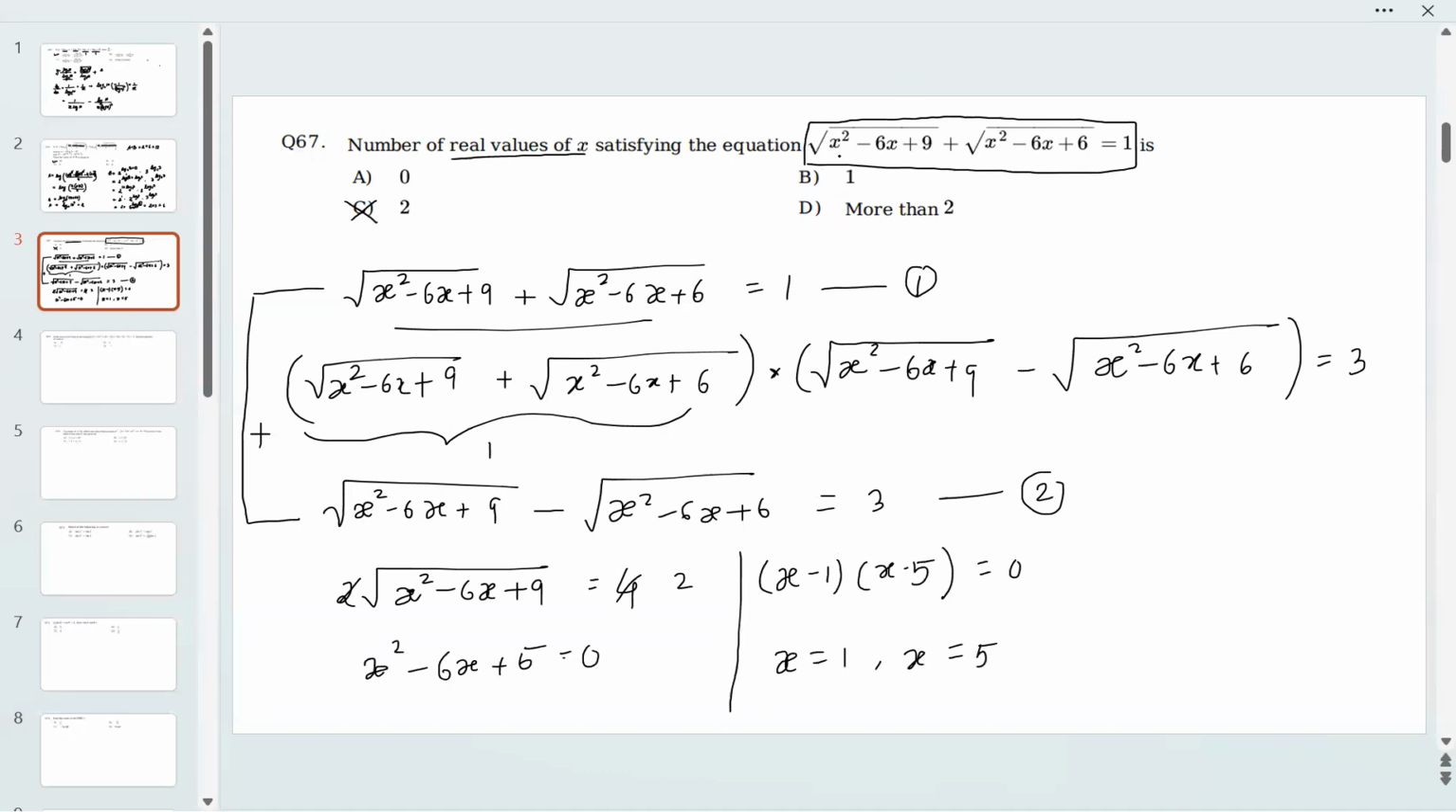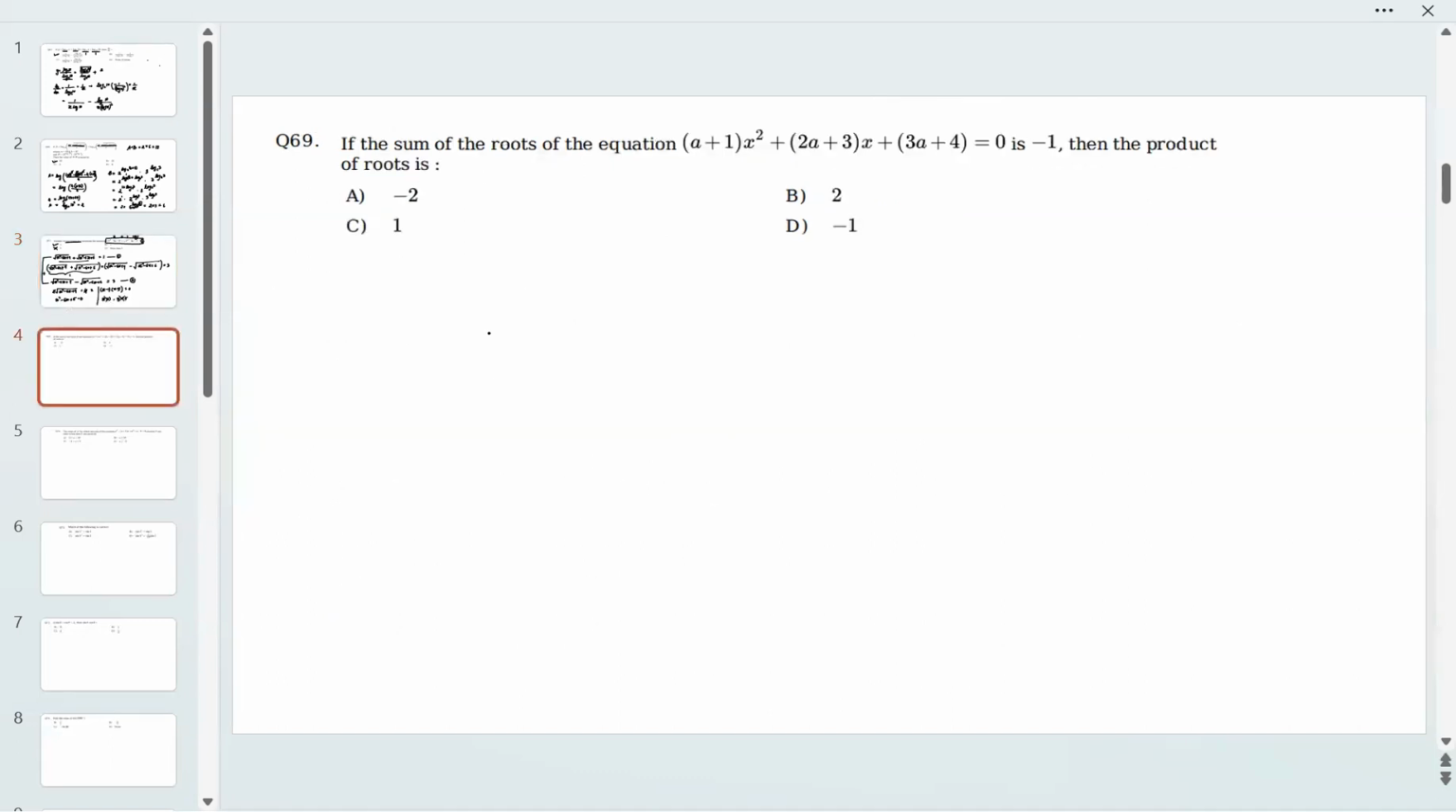If I put x equal to 1, it will give me square root of 1 minus 6 plus 9, which is square root of 4, that is 2, plus square root of 1 minus 6 plus 6, which is square root of 1, that is 1. So this will give me 3, and 3 and 1 are not equal. Means x equal to 1 does not satisfy. And similarly, you can check x equal to 5 also does not satisfy. So since no values of x satisfy, the correct option will be A. Got it? Next.